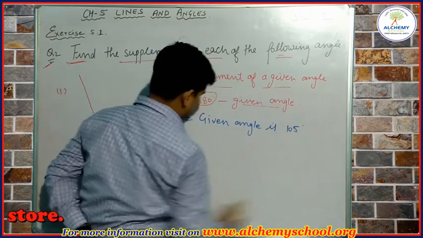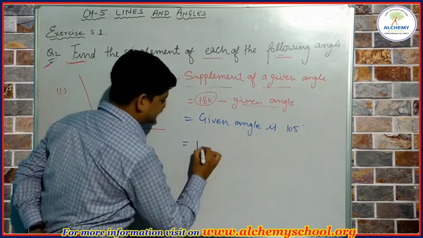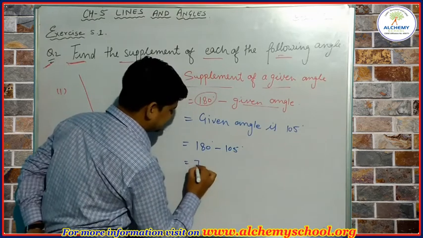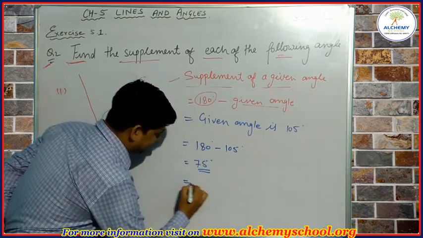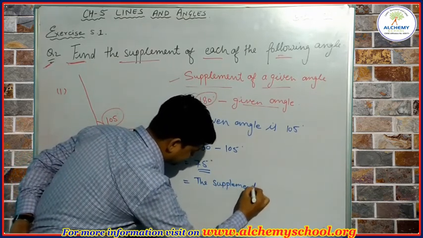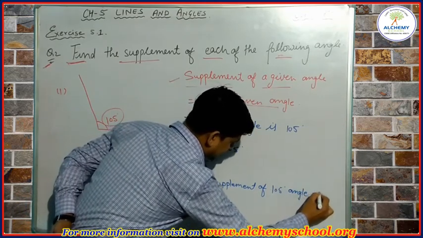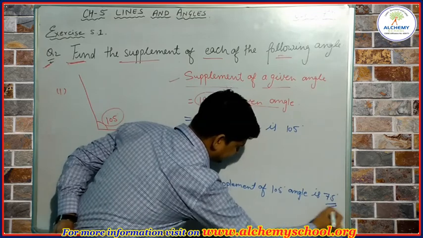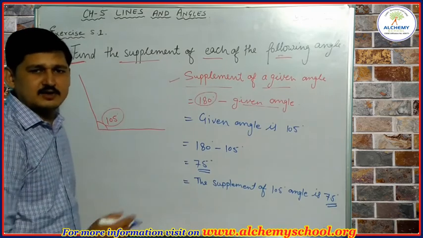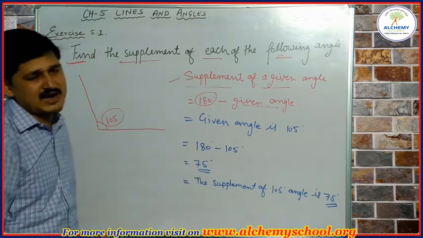105 degrees. To find the supplementary angle of 105 degrees, we have to subtract 105 degrees from 180 degrees. So we get the result 75 degrees. So easily we can write here that the supplement of a 105 degree angle is 75 degrees. This is the way we can find the supplement of a given angle. You have to apply the same procedure in other questions also, and you can solve them by yourself.